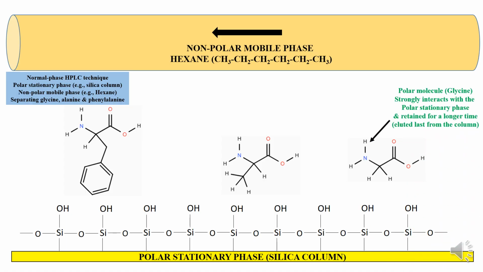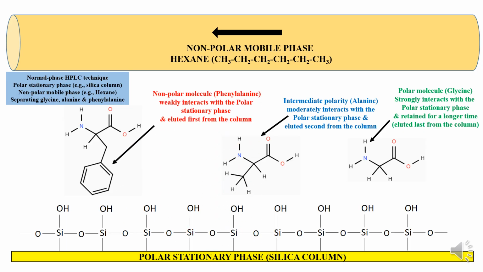So a polar molecule like glycine strongly interacts with the polar stationary phase and hence is retained for a longer period of time, and hence eluted last from the column. Alanine, which is of intermediate polarity, moderately interacts with the polar stationary phase and is eluted second from the column. While a non-polar molecule like phenylalanine weakly interacts with the polar stationary phase and is eluted first from the column.